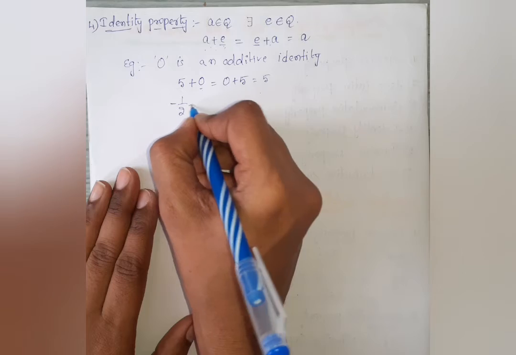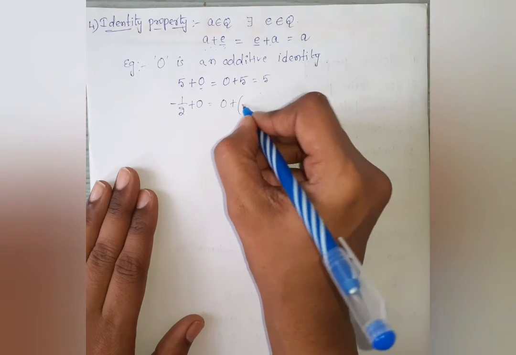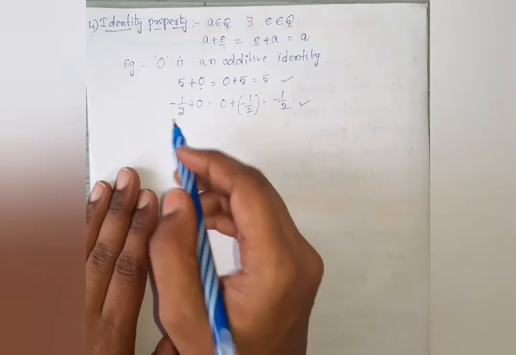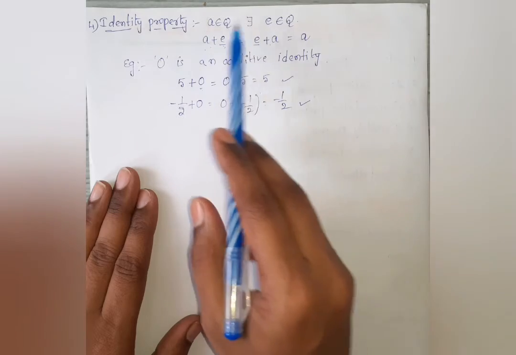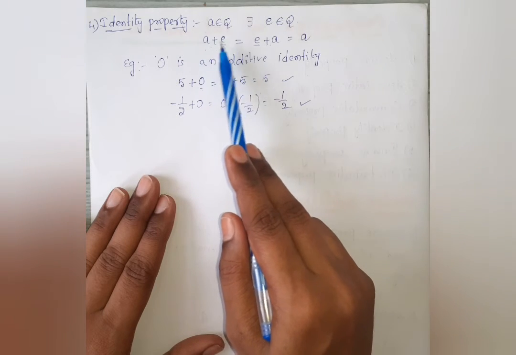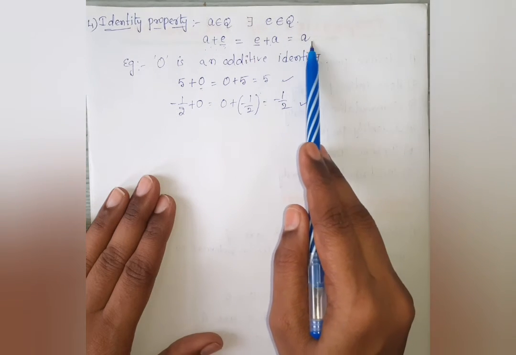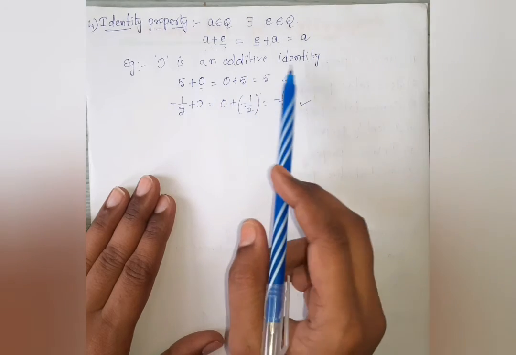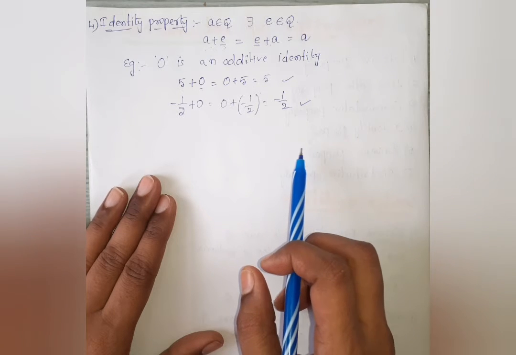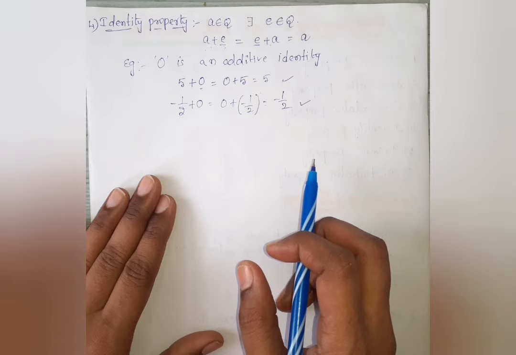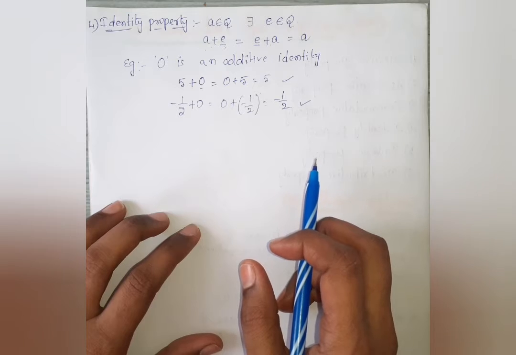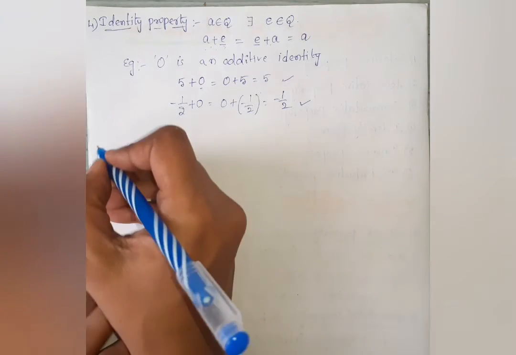If I take minus 1 by 2 plus 0 or 0 plus minus 1 by 2, I will get minus 1 by 2 only, isn't it? So there exists an element and also an identity element, both belonging to rational numbers, where a plus e and e plus a equal a, and 0 is the additive identity. When this is satisfied, we say that the set of rational numbers has an identity element, and also satisfies the additive identity. Okay, let us see the inverse property.